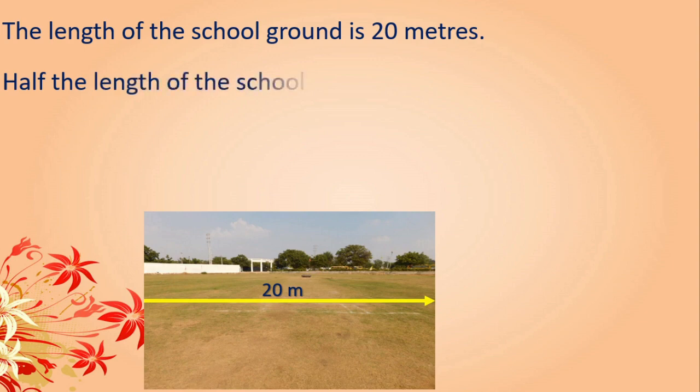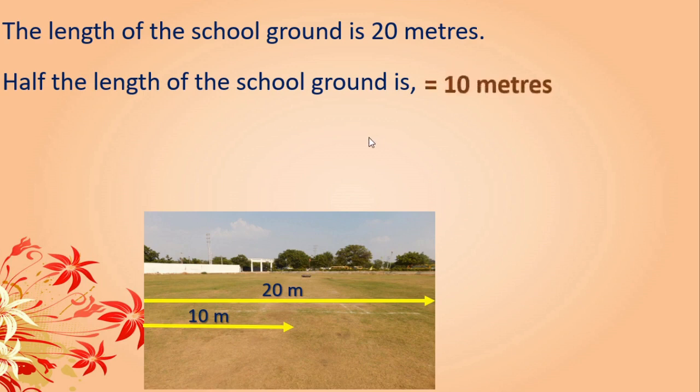Okay. Second, what is the half the length of the school ground? Yes, the length is 20 meters. What is the half of 20 meters? Like this, you have to think. Half the length of the school ground is nothing but, yes, see here, half the length, half of 20 is nothing but 10 meter, isn't it? So here we will write 10 meters.